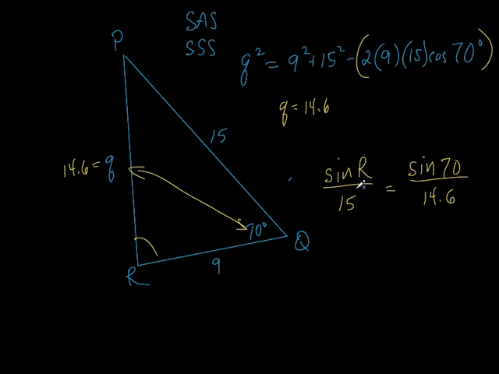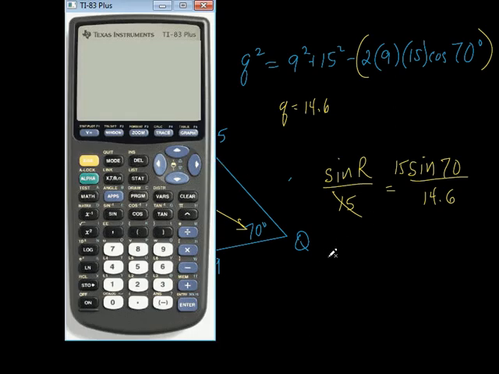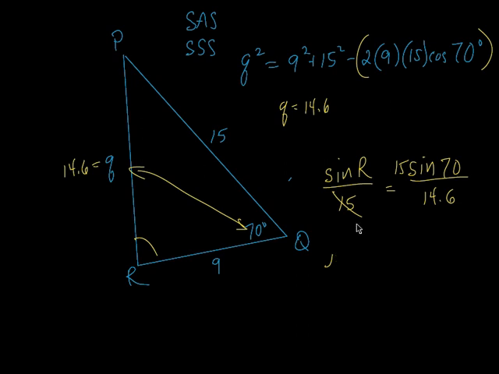So watch. Multiply by 15 and take the inverse sine, right? Not the sine of 15. You're not taking the sine of 15. You're taking the inverse sine. Let me try that again.